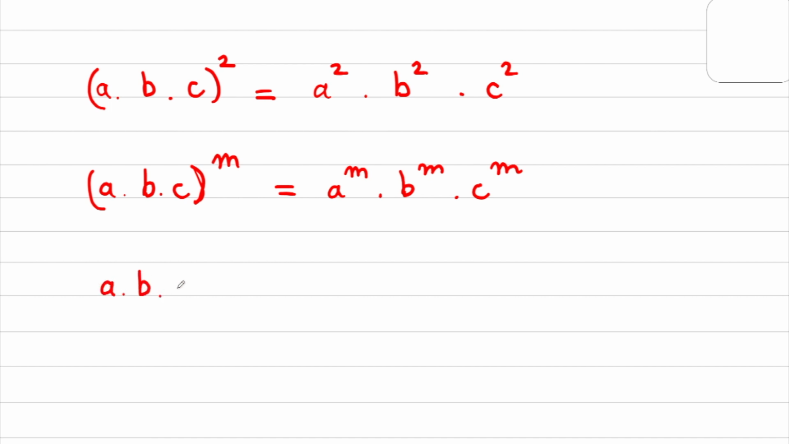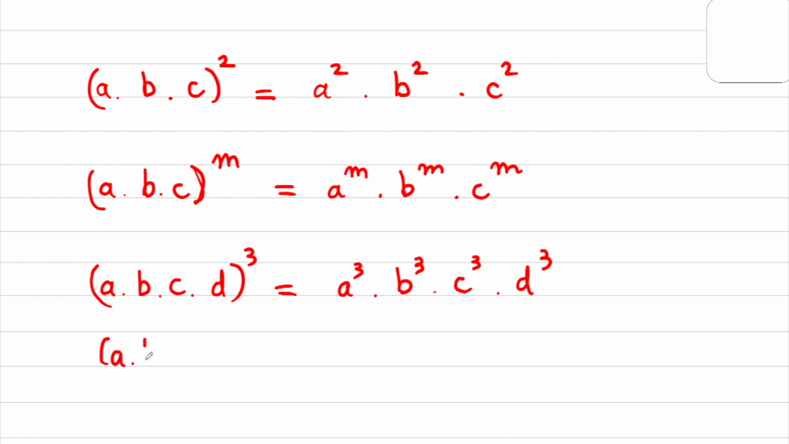I've got A, B, C, and D, and the power here is 3. So how can I write the next step? I will have 4 base numbers with the power number 3: AQ, BQ, CQ, and DQ here. It means when I have 4 variables multiplied together inside the bracket, and outside you have the power number of m.